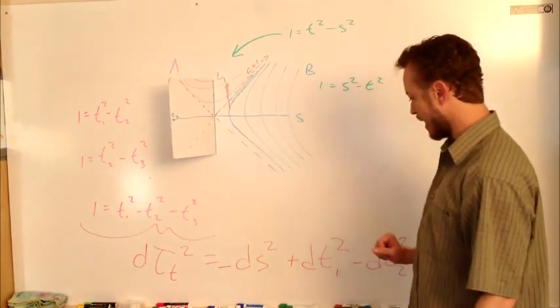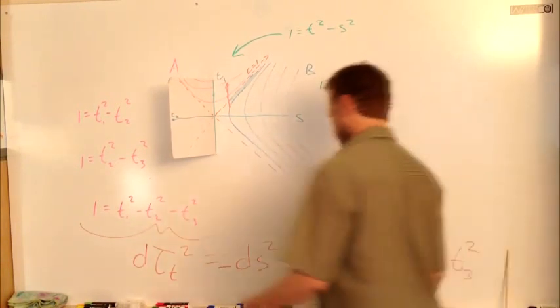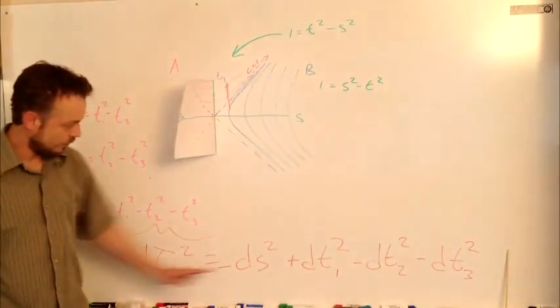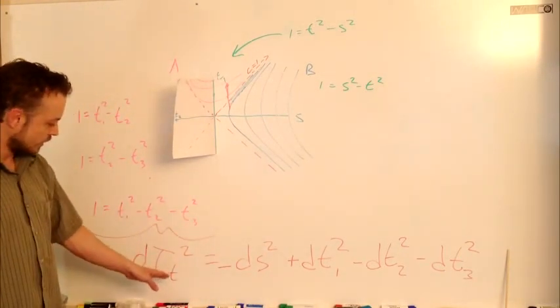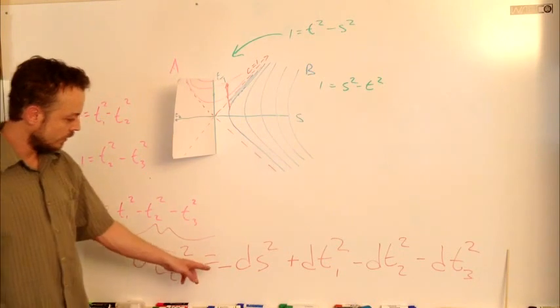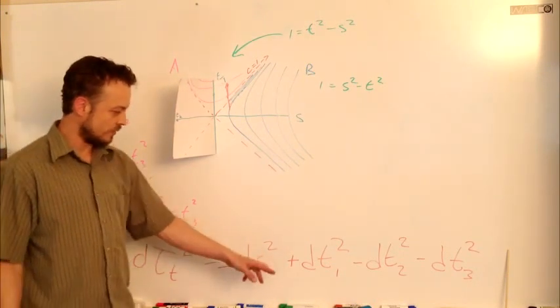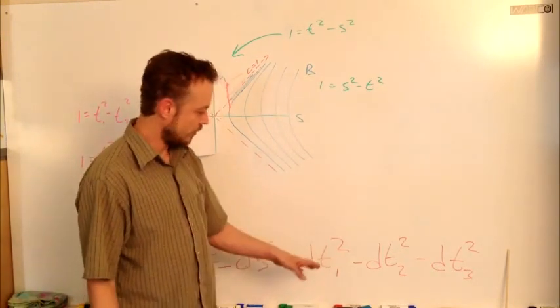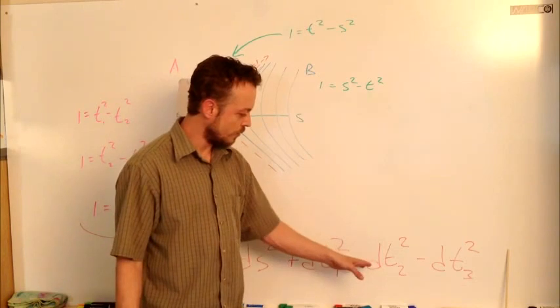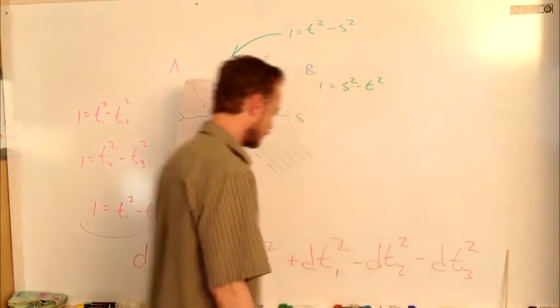coordinate orthogonally to our 3 dimensions of time, this is how we get this equation, the derivative of tau for time squared equaling the negative derivative of space squared plus the derivative of time t1 squared period minus t2 squared present minus t3 squared passage.